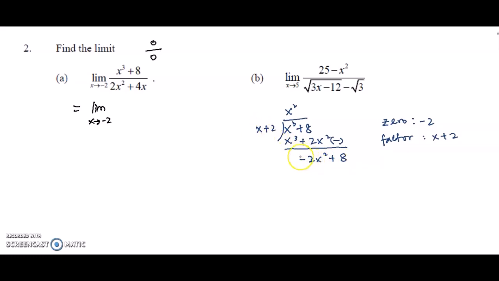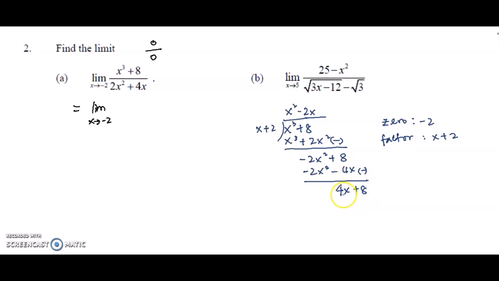After this, you still can use the negative 2x squared divided by x. Look at the leading term and the leading term here. So what multiplied by x to get the negative 2x squared? You have your negative 2x, because negative 2x multiplied by x, you have your negative 2x squared. Then negative 2x multiplied by 2, you have negative 4x. Then again, you subtract. So this leading term after subtracting, you get 0. 8 minus negative 4x, you have a positive 4x plus 8.